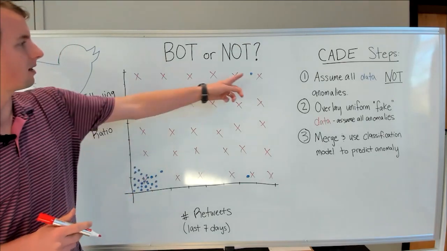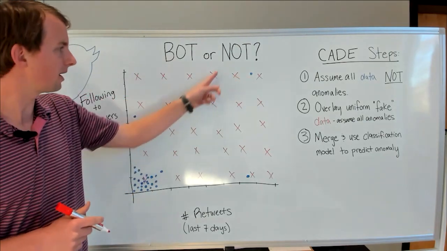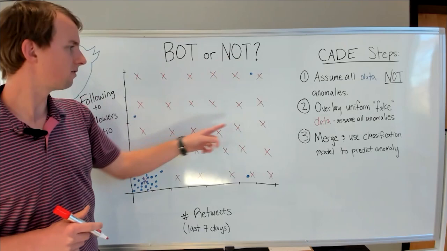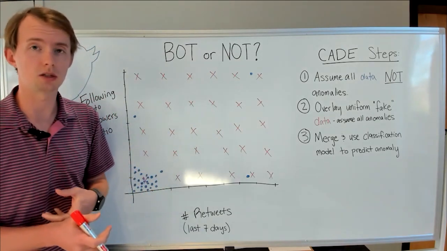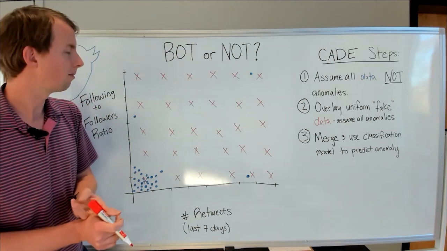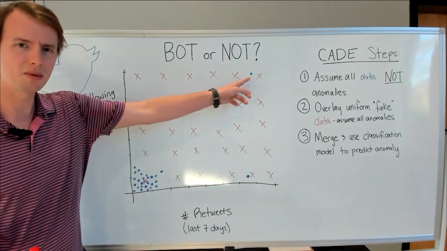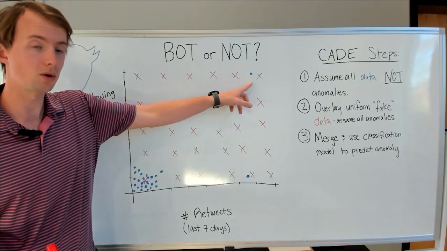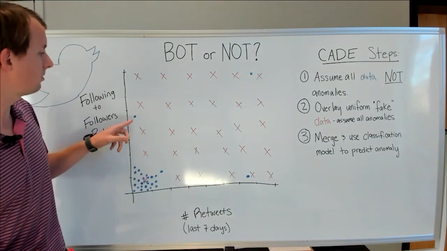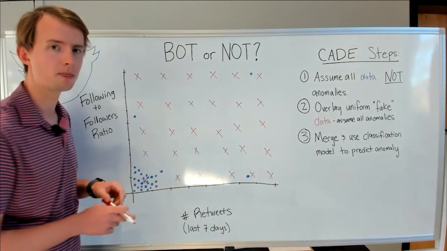And we can see here, this observation is surrounded by a lot of red X's. So a classification model like a logistic regression or a random forest might see that this point has similar attributes to all these anomalies. So this would be scored highly as an anomaly. Same too with these observations.